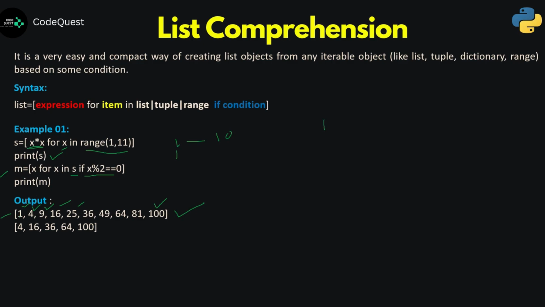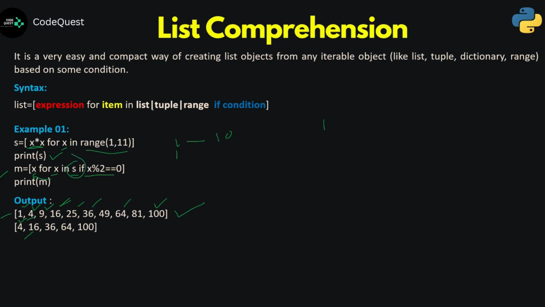Which means when I start from this 1, it is not divisible by 2, hence it will not be added. But when it comes to 4, 4 is divisible by 2, hence it is assigned to this x. As a result, 4 is added to the list. Similarly, 16 is divisible, it is added. 36 is divisible by 2, it is added. Similarly, 64 and 100.